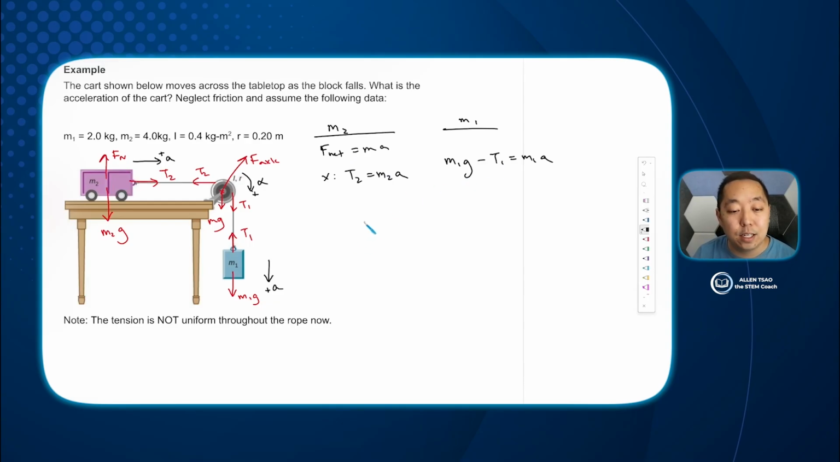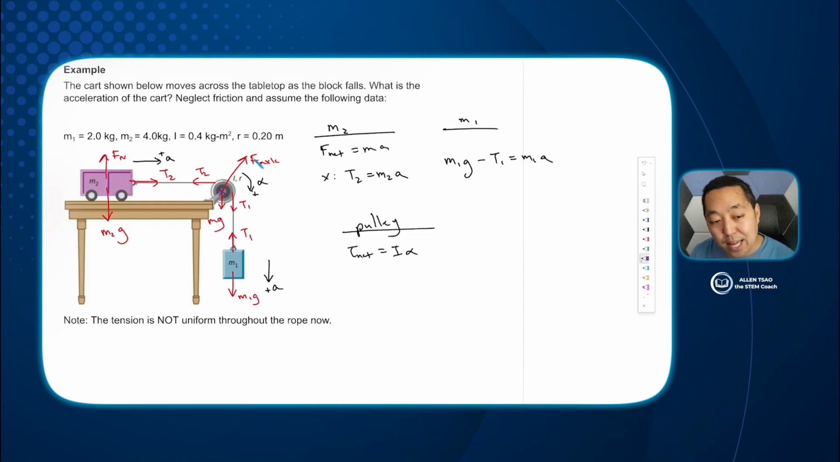But now we got to do the pulley. Now, we're going to use net torque equals I alpha. Why? Because the acceleration of this, if I do F net equals MA, that should be 0, because the center of mass is not accelerating. But it is rotating, right? And that's connected to these guys over here. So, what's our axis of rotation? Well, it's right in the center here.